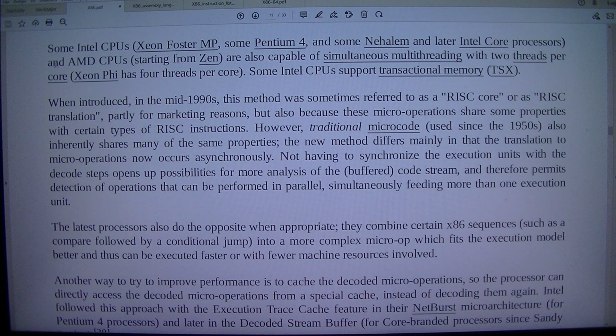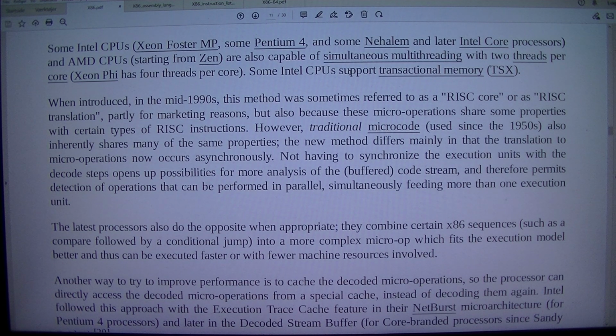Some Intel CPUs, Xeon Foster MP, some Pentium 4, and some Nehalem and later Intel Core processors, and AMD CPUs starting from Zen, are also capable of simultaneous multithreading with 2 threads per core. Xeon Phi has 4 threads per core. Some Intel CPUs support transactional memory, TSX.